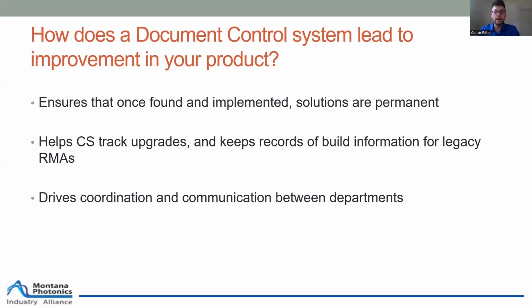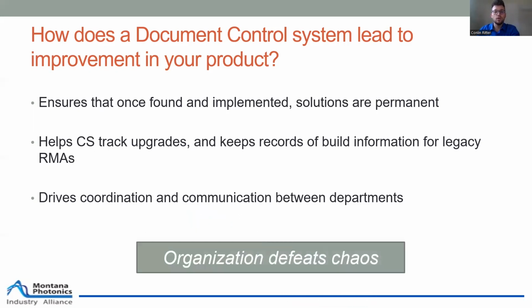Or this is a needed change to a component. However, our current supply for that component does not have the capability to make the change. So we'll need to go out and get new quotes, which may impact production timetables. Overall, organization defeats chaos. This is a great improvement to your processes.